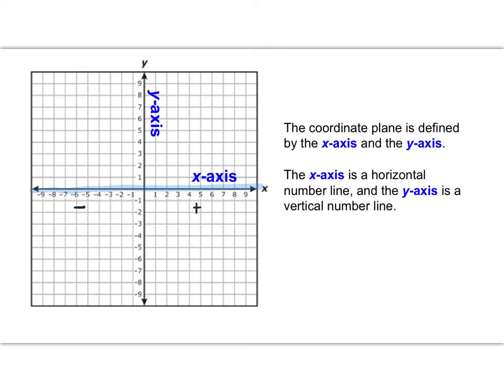The y-axis is also a number line, but instead of going horizontally, it's vertical. It goes up and down. Here's the y-axis. For the y-axis, the negative numbers are at the bottom and the positive numbers are at the top, up above the origin. And it's really these two axes that define the coordinate plane and let us say where things are located.